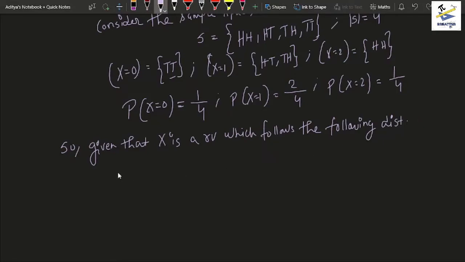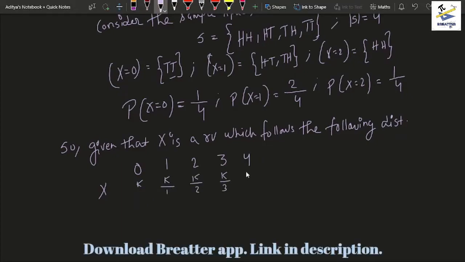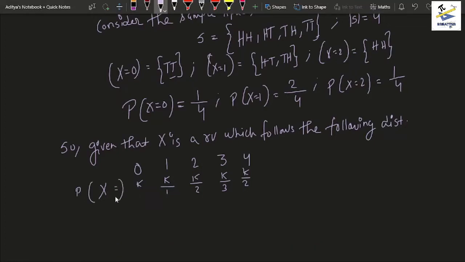So the distribution would be something like this. Let's say x takes values 0, 1, 2, 3 and 4, and the probabilities corresponding to them are, let's say, k, k by 1, k by 2, k by 3, k by 2, where k is unknown. So this is the distribution that it follows.